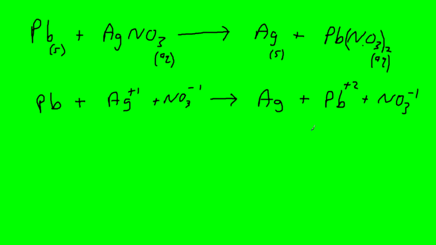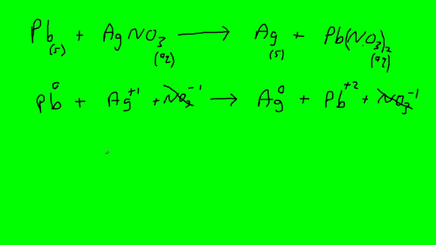Okay, so let's get rid of our spectators. Now, remember, they have to be exactly the same elements, the same charges. So we have the NO3 -1, get rid of it. Let's look at this lead. This is a lead solid. Solids have no charges. I'll just put a little 0 up here to remind you. And we have a silver plus 1. So over here we have a lead plus 2. So this lead plus 2 is not the same as a lead 0. And same thing with the silver. The silver plus 1 is not the same as a silver 0 because this is a solid also.